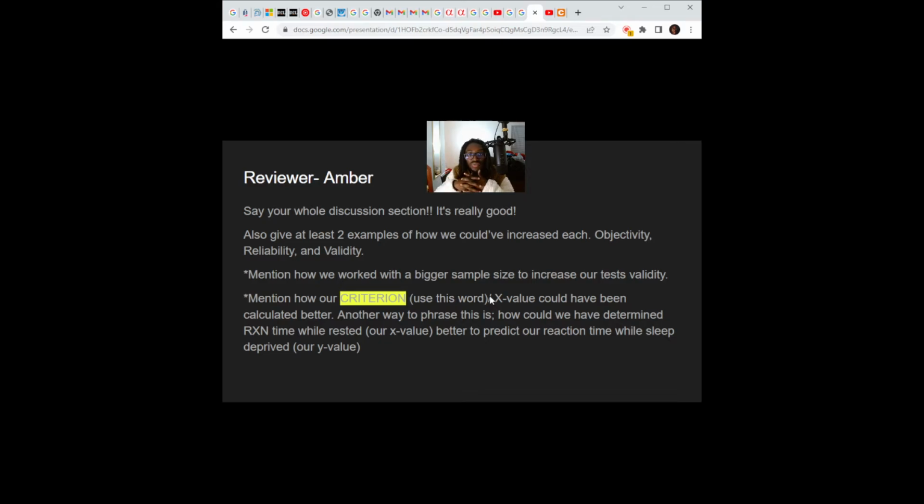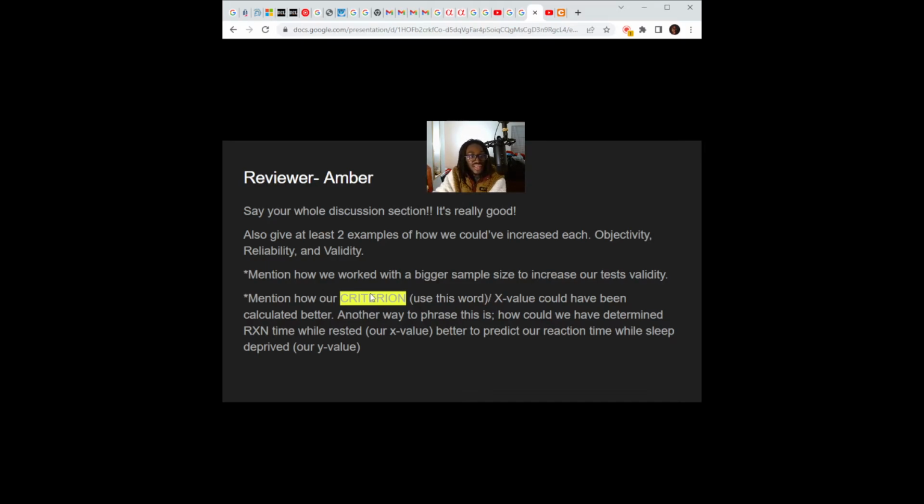Something to think about is that we use this one way of measuring reaction time. There's whole other tests for testing reaction time out there. There's tests on the computer that you could say are more valid. There's just all different types of other tests out there. So I want you to speak about what we could have changed about measuring that X value to make it closer to a criterion, or to like the main way to measure something, if that makes sense.